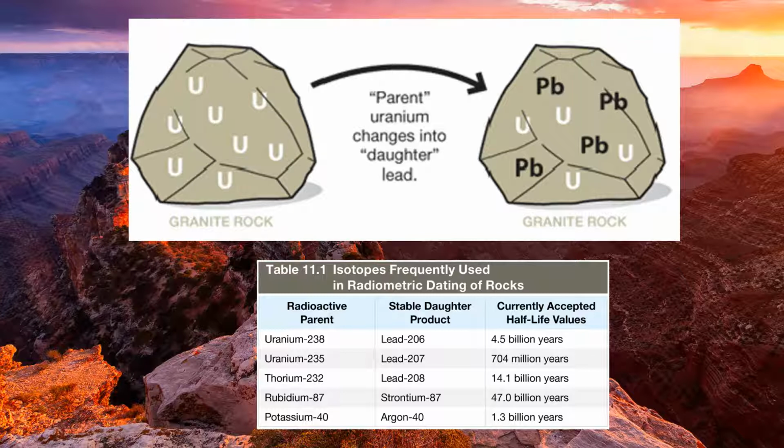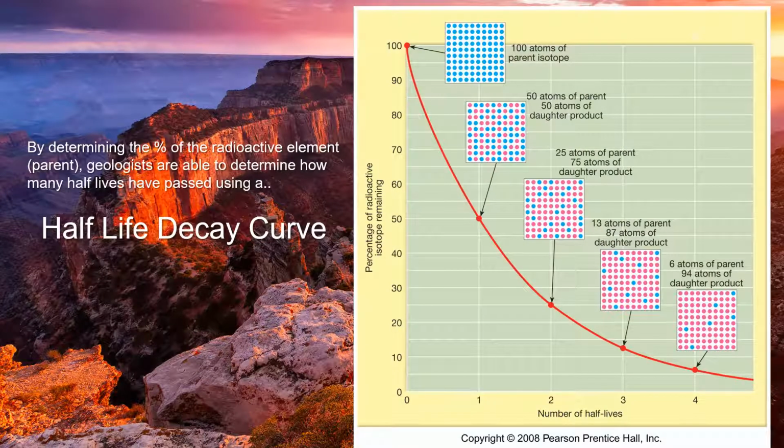So what I'd like to do now is go ahead and actually explain how we do this. Okay, so as I said, we want to take this rock and focus on determining what percent of the radioactive element is present, and by doing this we're going to be able to use known half-lives, as you saw in the chart before, to determine the age of the rock and how many half-lives have passed.